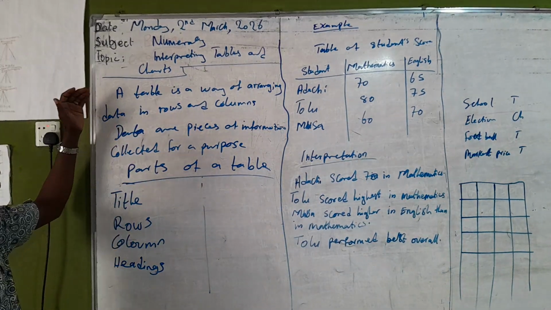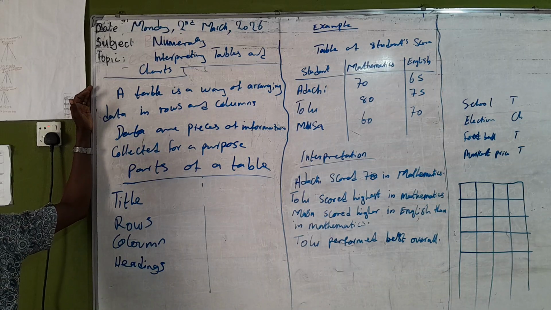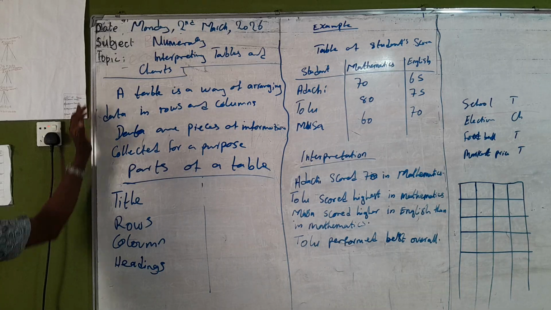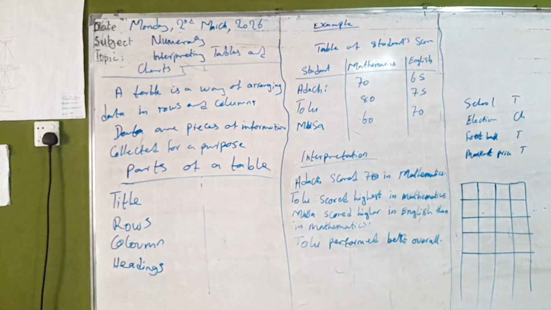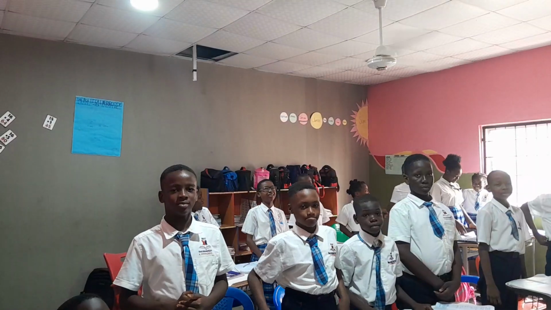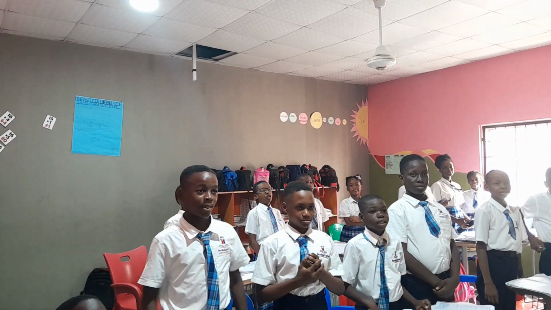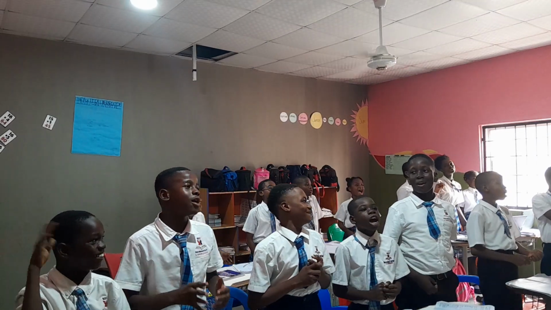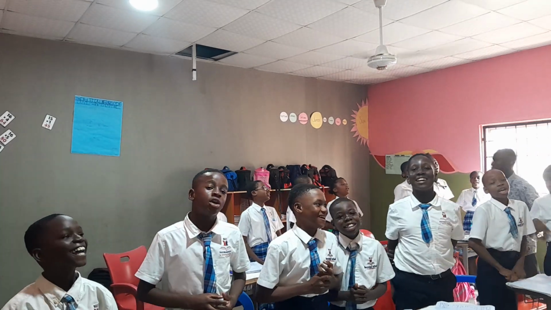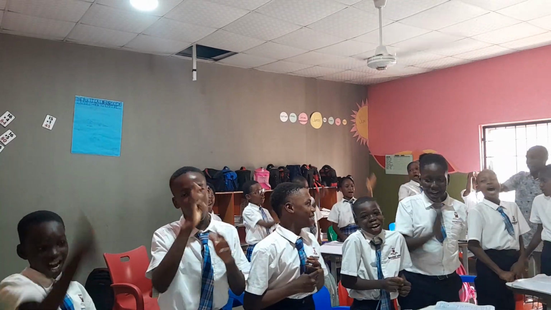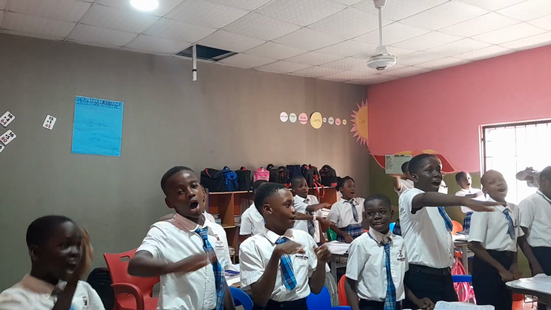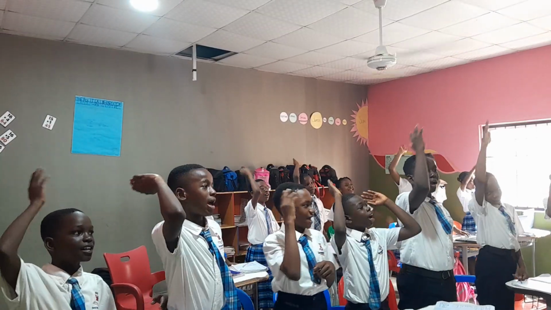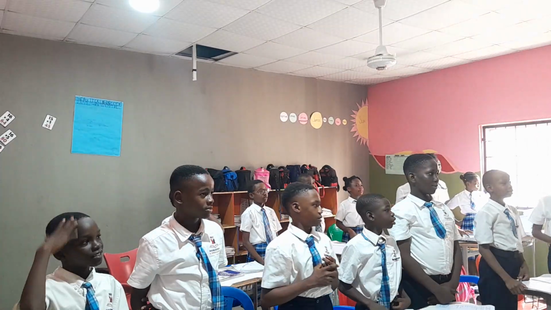A table is a way of arranging data in rows and columns. Can you give me the definition of a table? A table is a way of arranging data in rows and columns. In what? Rows and columns. Thank you. Have your seat.